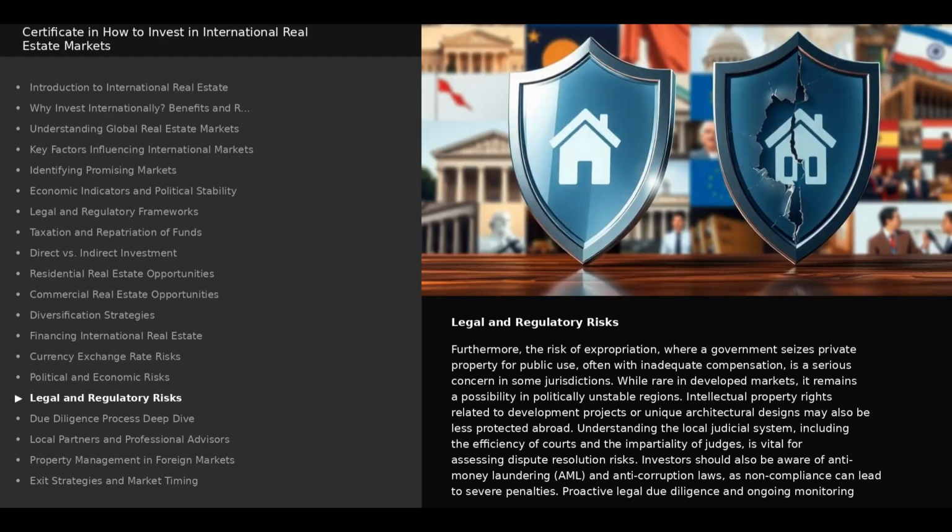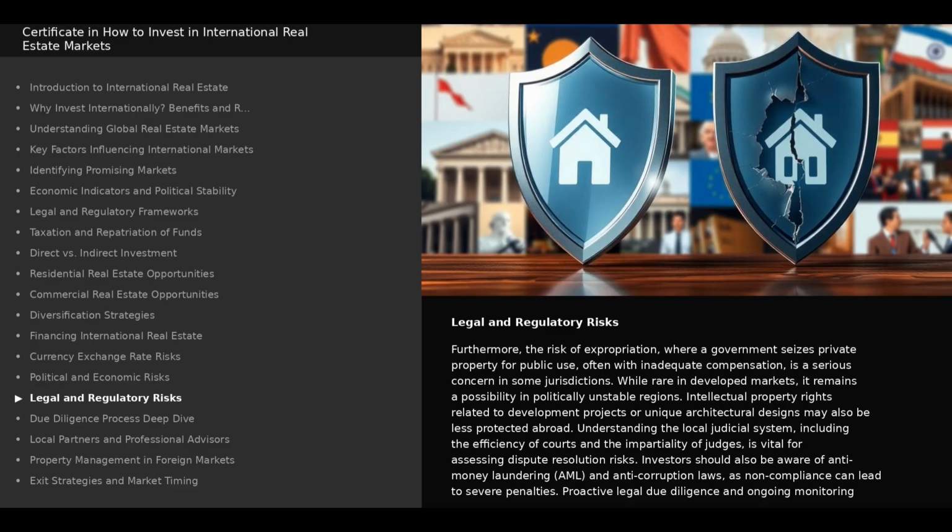Furthermore, the risk of expropriation, where a government seizes private property for public use, often with inadequate compensation, is a serious concern in some jurisdictions. While rare in developed markets, it remains a possibility in politically unstable regions. Intellectual property rights related to development projects or unique architectural designs may also be less protected abroad.